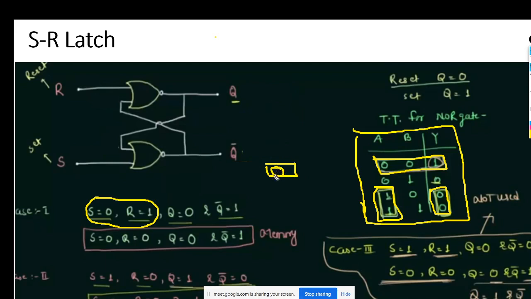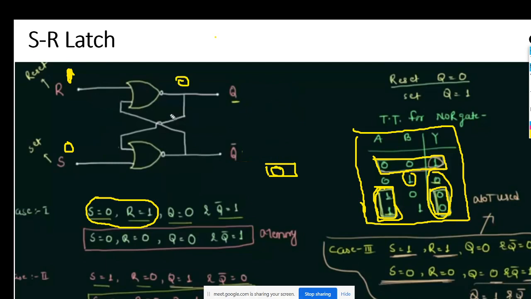So when we are setting the memory cell to 0, we say that we are resetting. Now let's see whether it's going to happen. So now your S is 0, your R is 1, and from this truth table you will see that when at least one input is 1, the output is going to be 0. Now that is the case we are going to discuss. When R is 1, the output is 0. Therefore this is going to be 0.